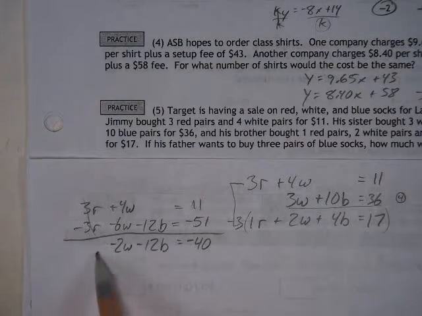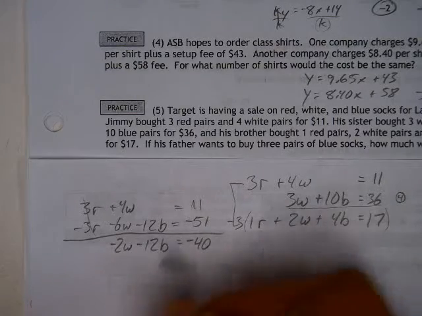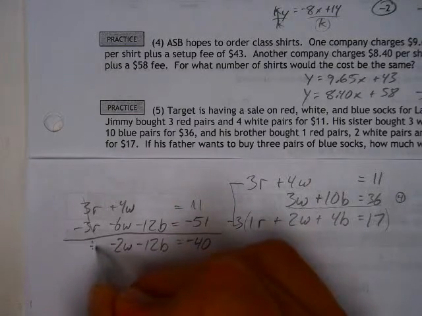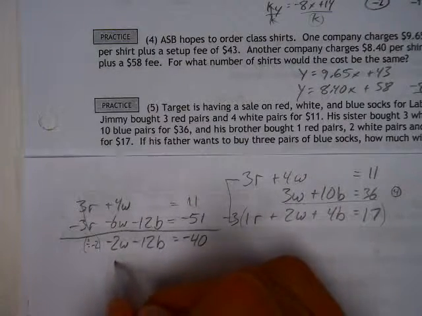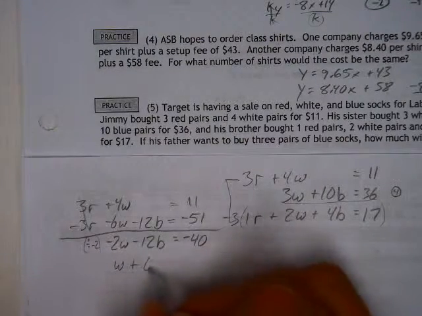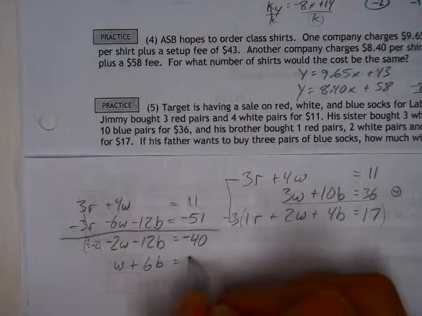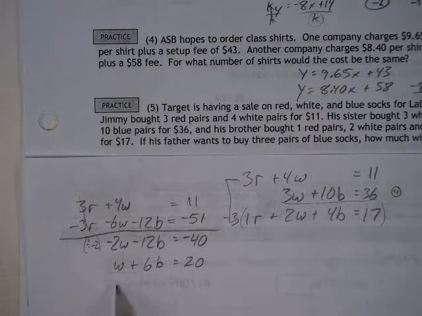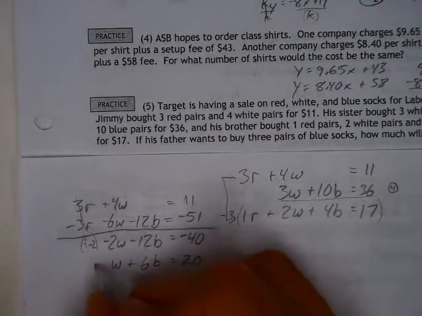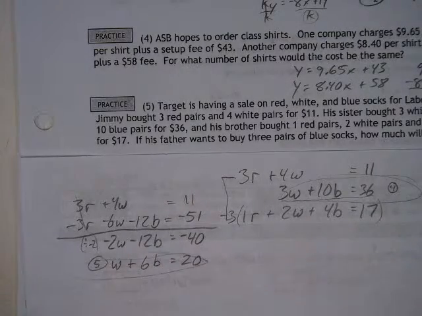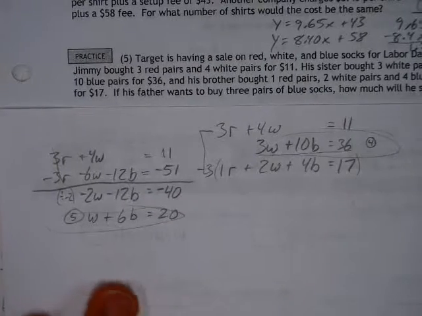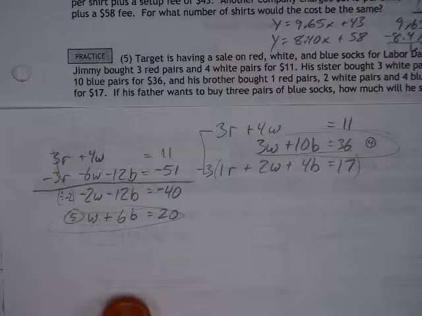Now, I might suggest that we take this and simplify it. They're all even numbers, and they're all negative. Let's divide by -2. And that's going to give us a simpler equation. W plus 6B equals 20. It's a little bit easier to work with, and we can take this equation 5 now, somehow combine it with equation 4 to be able to ultimately find the value of B that we want.